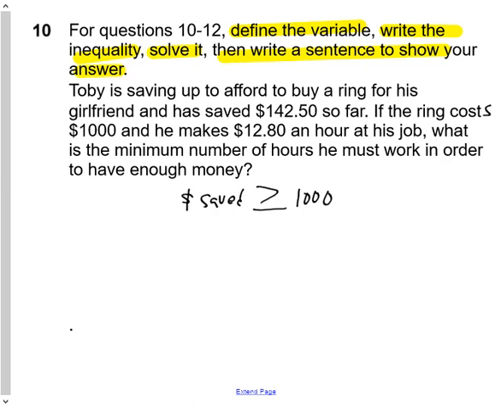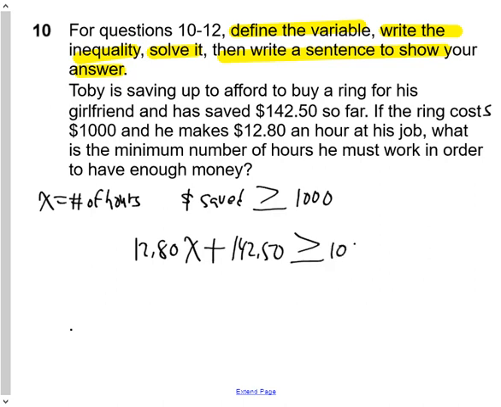So if we think about this, if X equals the number of hours he's going to have to work, then if I take that number of hours and multiply it by $12.80, think of it as a coefficient, plus the current money he has saved, which is a constant in this equation because he already has $142.50, that has to be greater than or equal to $1,000. And what I've done here is I've now written my inequality, okay? The next part says to solve it.